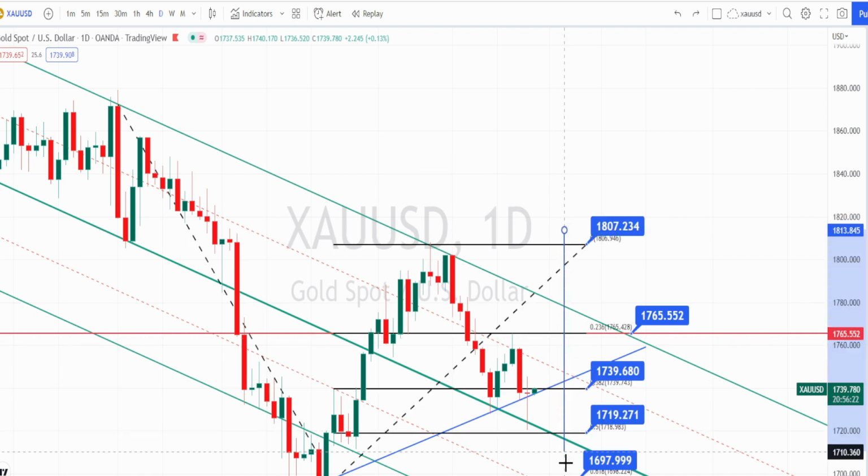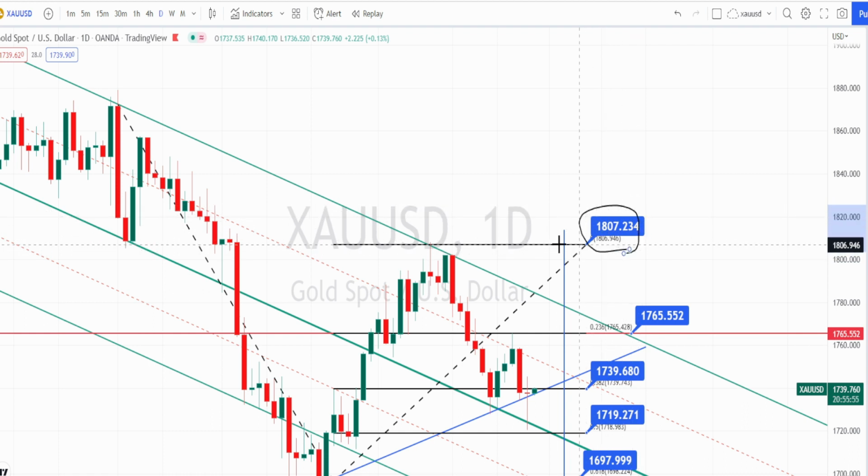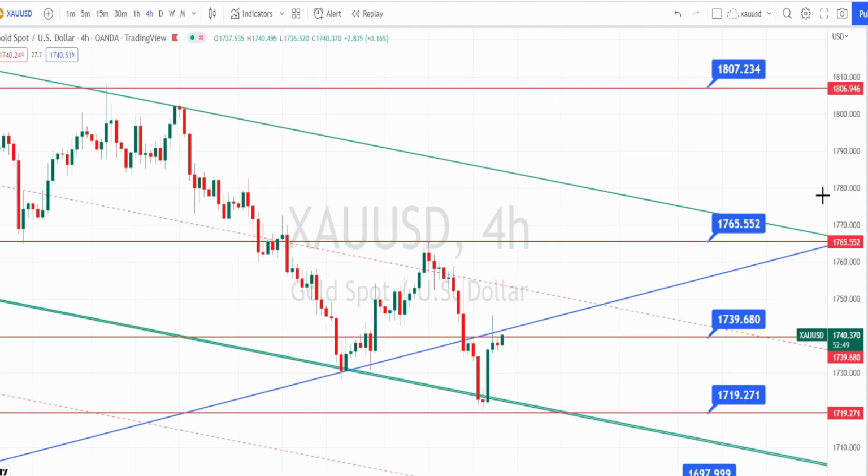So these are all the resistance and support levels for the daily time frame. Only when the price action breaks the previous high of 1807, it will be a bullish side trend reversal in the daily time frame. Let us do the analysis in the 4 hours time frame. I am in the 4 hours time frame now.